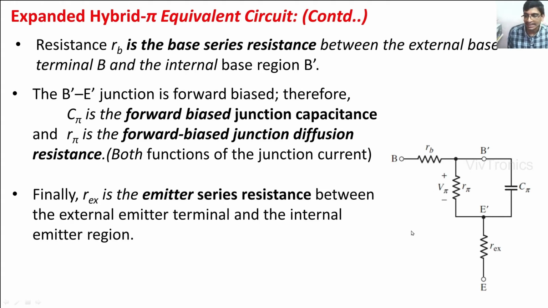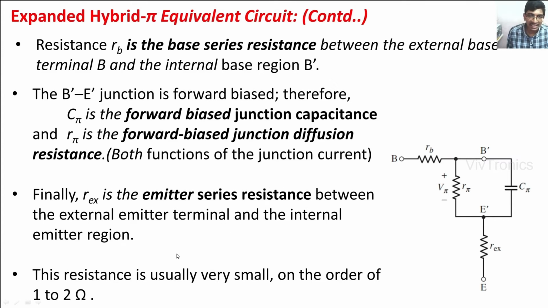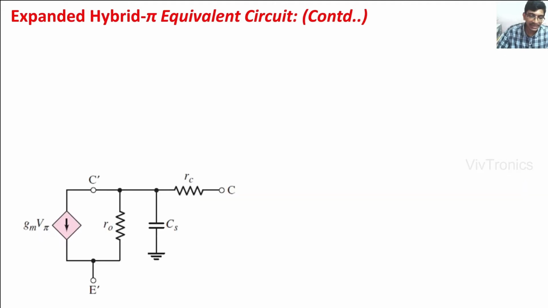Finally, there is a resistance connected between the internal emitter terminal and the external emitter terminal, E' to E, called the emitter series resistance, which is just like the base series resistance r_b. So r_ex is the resistance connected between the internal emitter and the external emitter terminal, and its value is on the order of 1 or 2 ohms, so we can neglect it in the equivalent circuit.